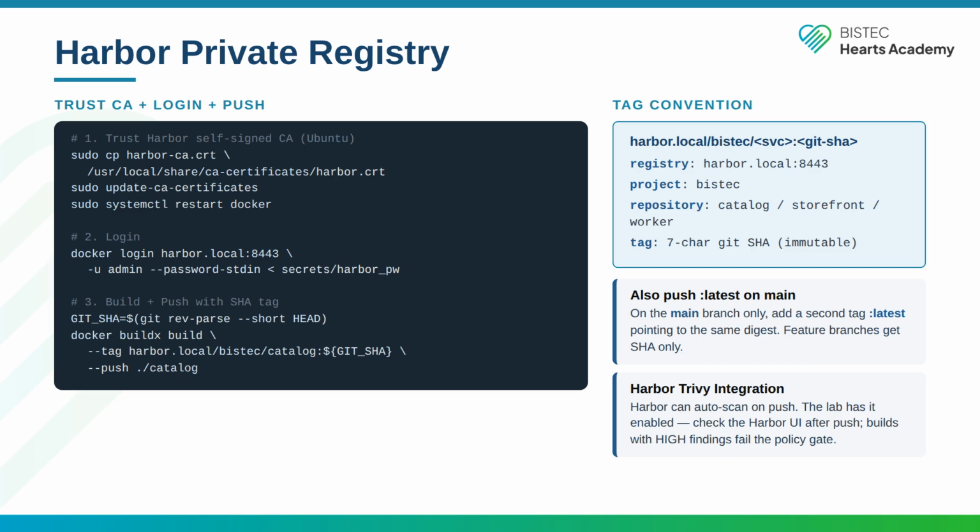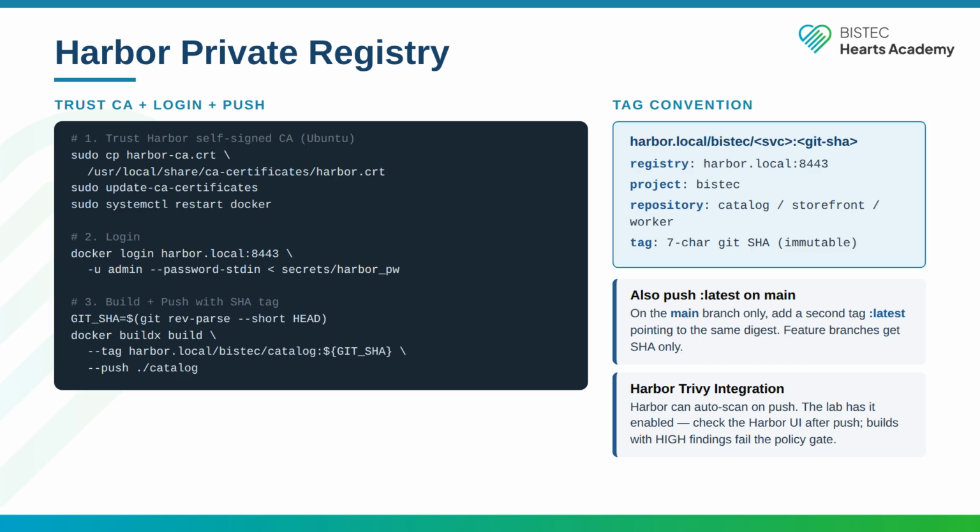Second, log in with docker login and the registry address. For CI, use a robot account with write-only push permissions, never your admin password in a pipeline. Third, push with a git SHA tag. The convention is the registry address, slash, the organization, slash, the service name, colon, the short git SHA. The git SHA gives you exact traceability. Every image in Harbor maps to a specific commit in your repository.